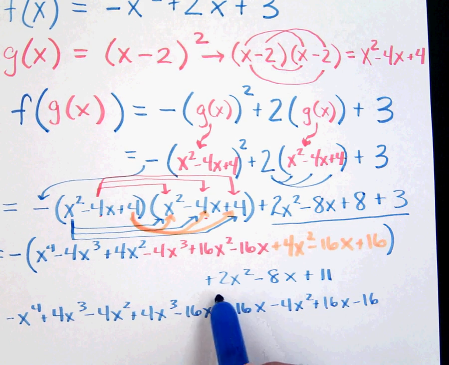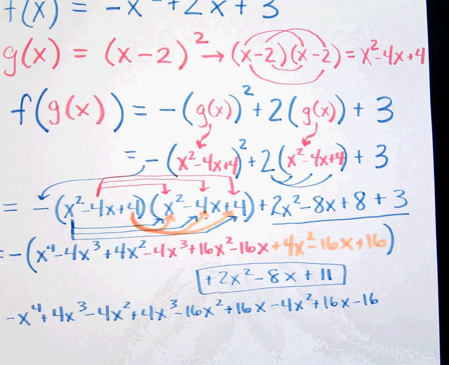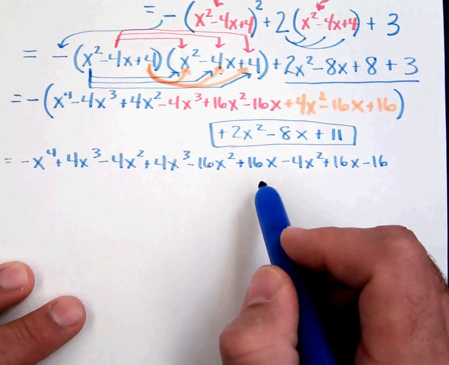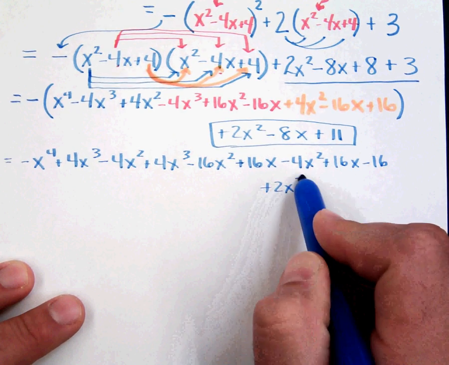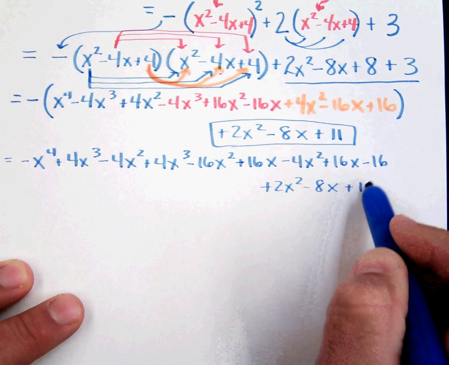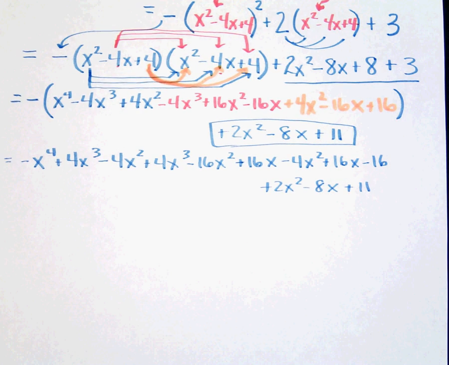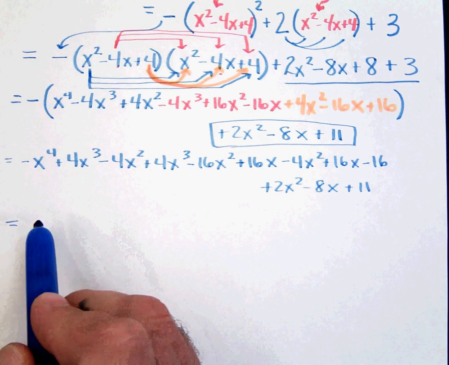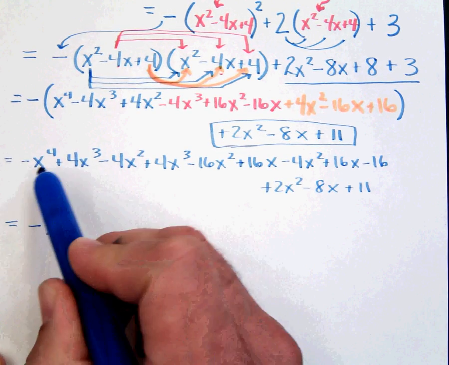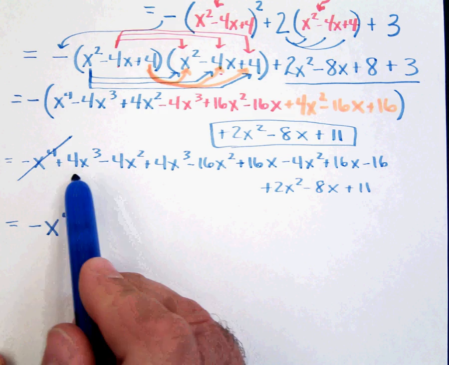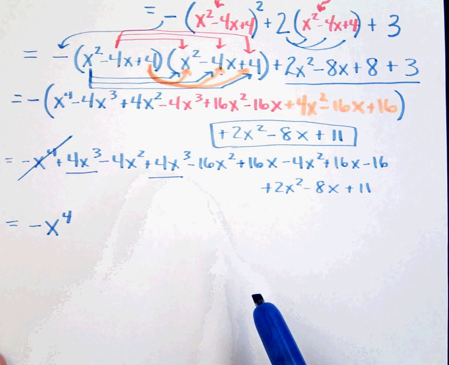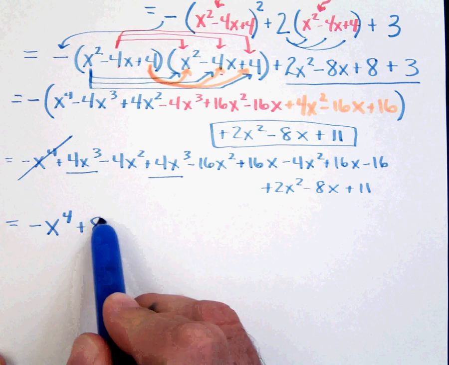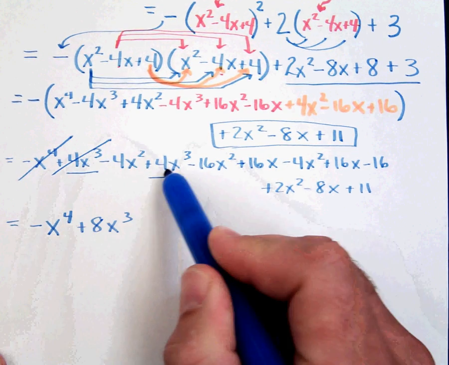And we still have these guys to contend with. That negative sign does not make those negatives. They're just going to carry through as plus 2x squared minus 8x and plus 11. Your last step is to combine any like terms that you see. This negative x to the 4th does not have a like term. 4x cubed has another 4x cubed making 8x cubed. I don't see any other x cubed terms, so we have plus 8x cubed. We're done with the x cubeds.